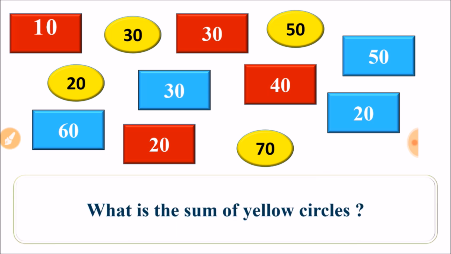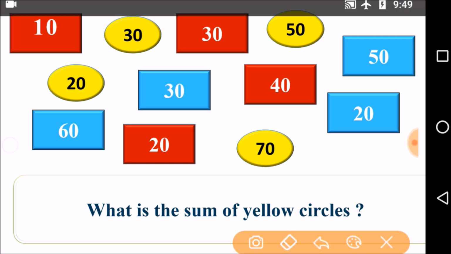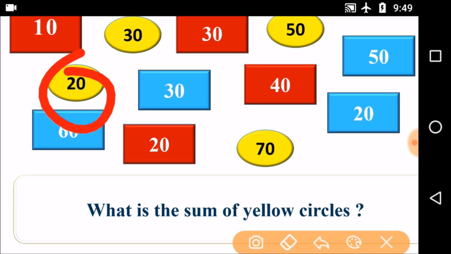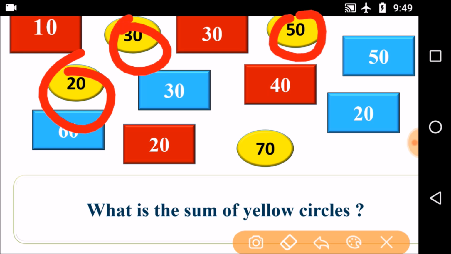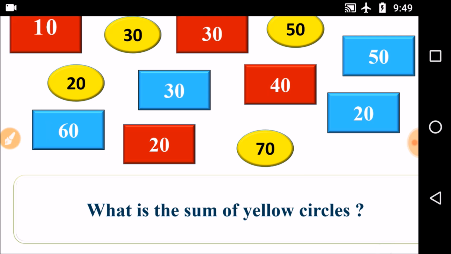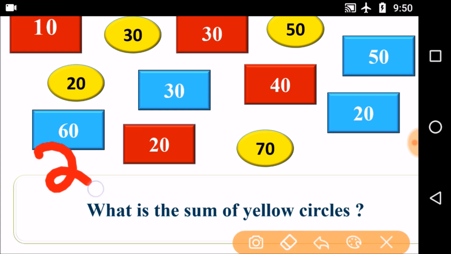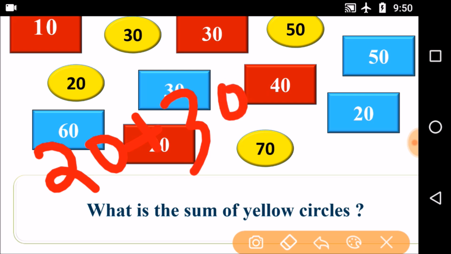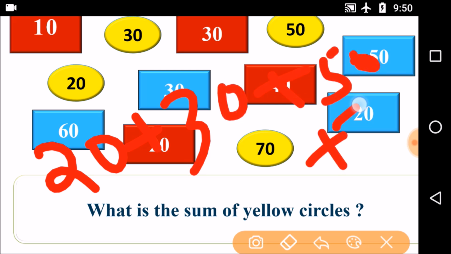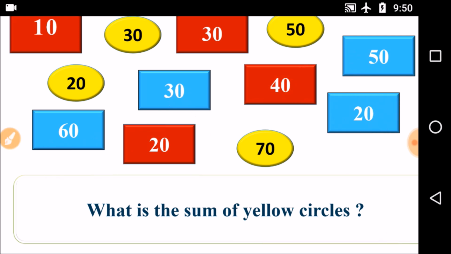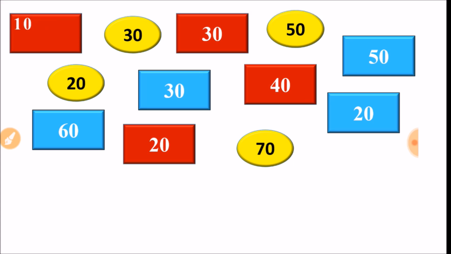The first question I am going to ask you: what is the sum of the yellow circles? The yellow circles are 20 here, 30 here, 50 here, and 70. And what is the question? The question is very simple: find the sum of these yellow circles. So what you have to do is add 20 plus 30 plus 50 plus 70. Take the pen and paper and solve your own answers. Then I move to the next question, the second one.